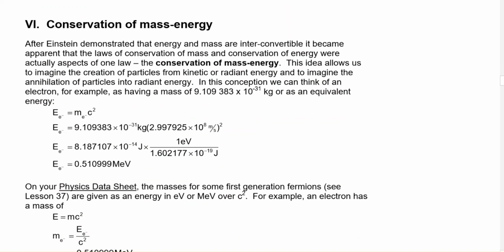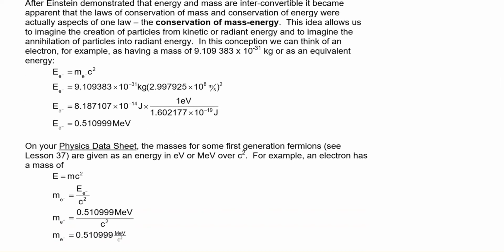Conservation of mass energy. All right, so I'm going to go through this a little bit quick because I was already talking about this in general. So conservation of mass energy is the idea that allows us to imagine the creation of particles from kinetic or radiant energy and to imagine the annihilation of particles. So what this really means is we could just imagine energy and mass as being the same thing, right? Because remember, they're just a c squared away. That's the only difference between them.